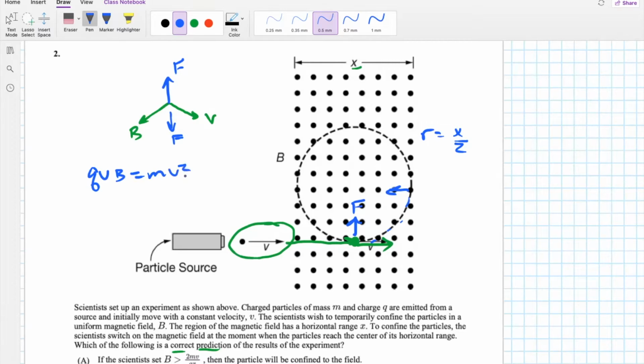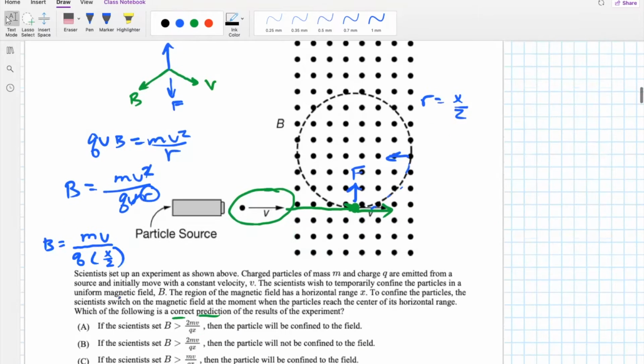equals mv squared over r. We solve for B. B is going to be mv squared over qvr. Again, those guys are going to cancel, and we just make that substitution. So to get this to move around in a circular path such that the magnetic force is the centripetal force with this radius, the expression should be something like this.